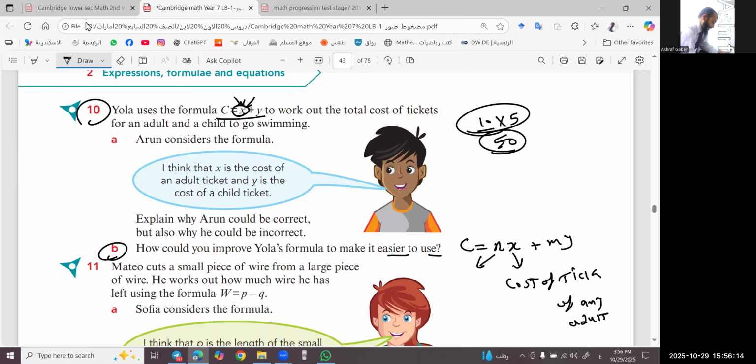And n represents the number of people going to swimming, and m represents the number of children going to swimming. And y represents the value of the ticket of the child. Okay? Clear or not clear? Clear. Okay.